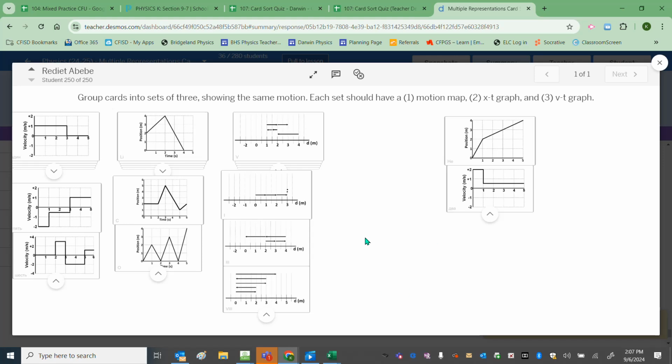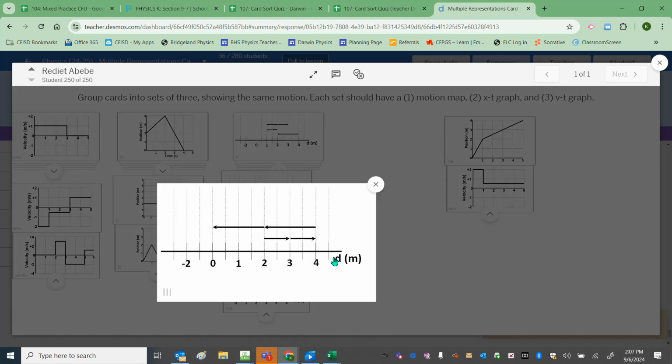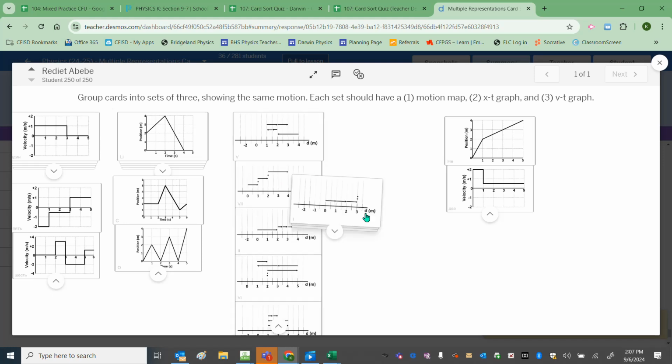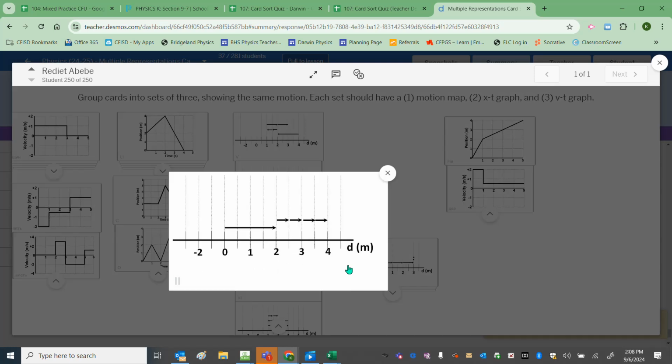So I want something that moves forward the whole time. So again, like this, not going to be it, because this one moves forward and then backwards, so I don't want that. Okay, so you want something that shows the same motion. I don't see it in those three, so it must be in here somewhere. Okay, but forward and then forward slower. That looks like that might be it.